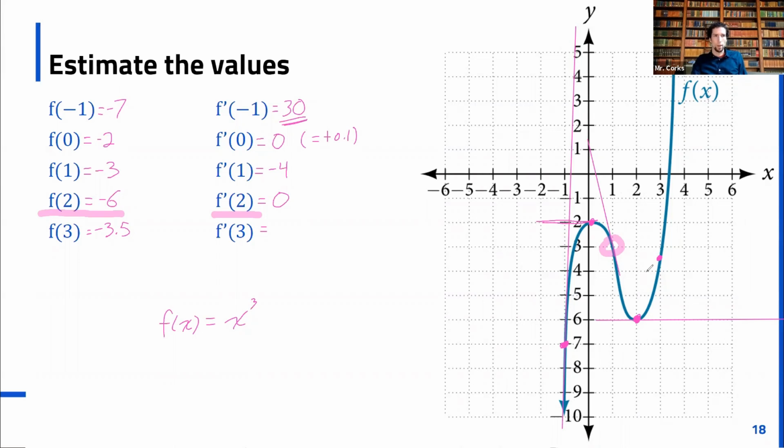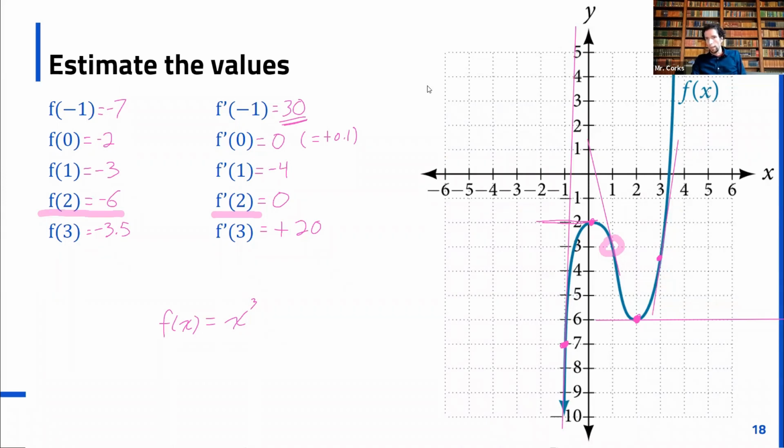Maybe 20. Okay, so big positive number. So positive something, he's saying positive 20. That approximately looks like a tangent line, I think. About there.